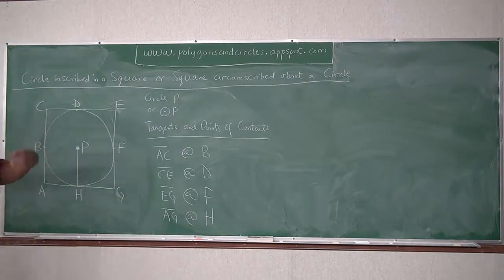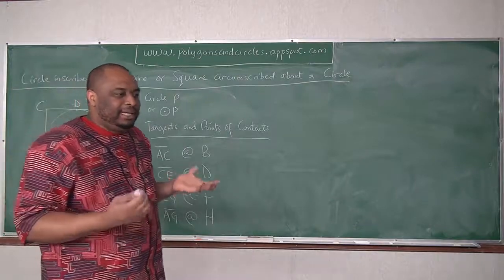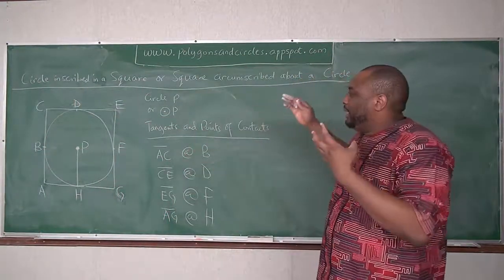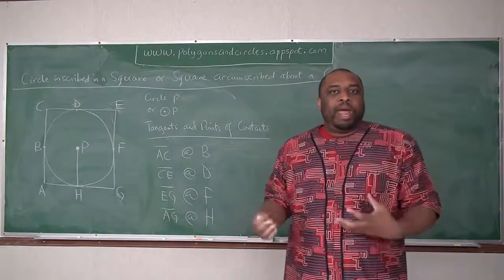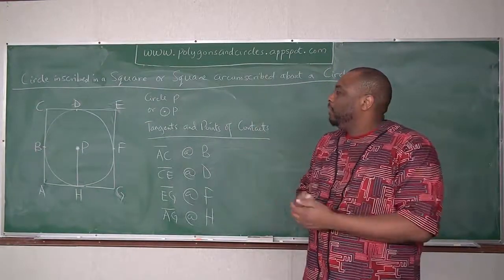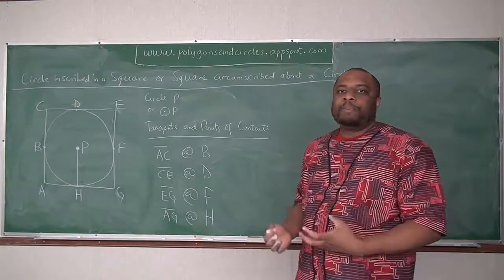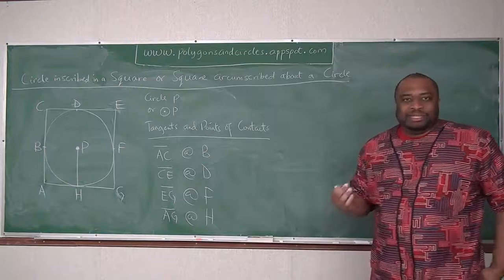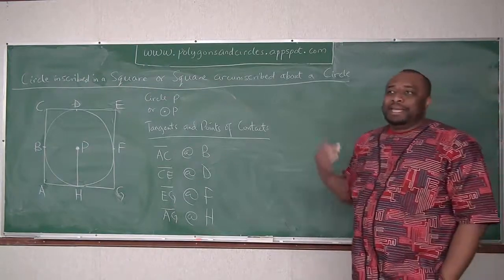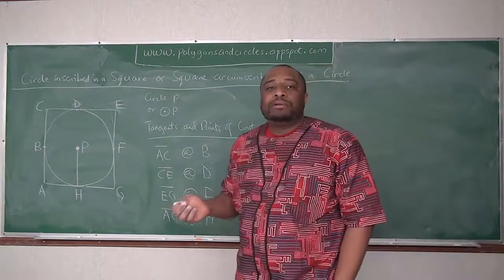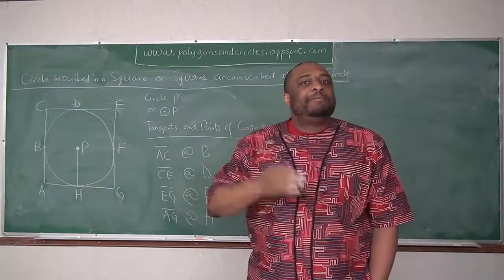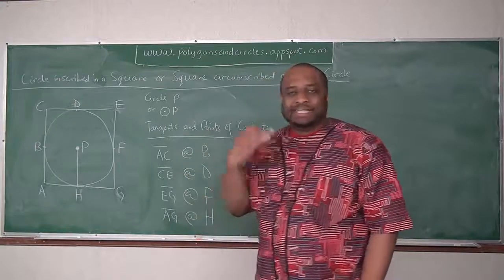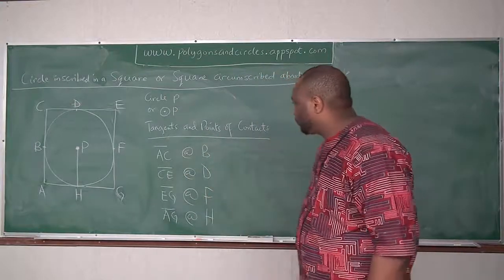So when you have a circle inscribed in a square, that means the four side lengths of the square are tangential to the circle. Or you could also say that the circumference of the circle touches the four sides of the square. That is what we mean by circle inscribed in a square.